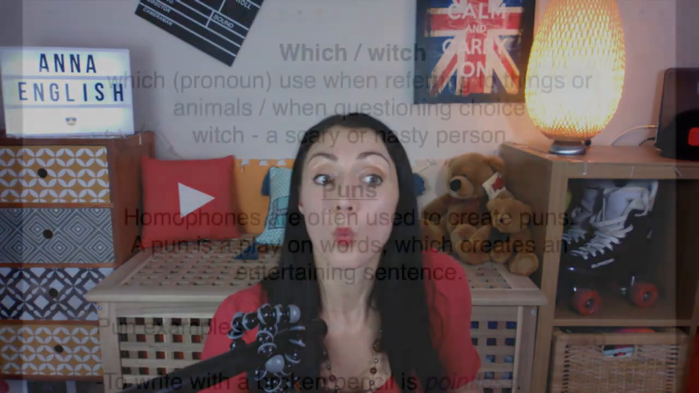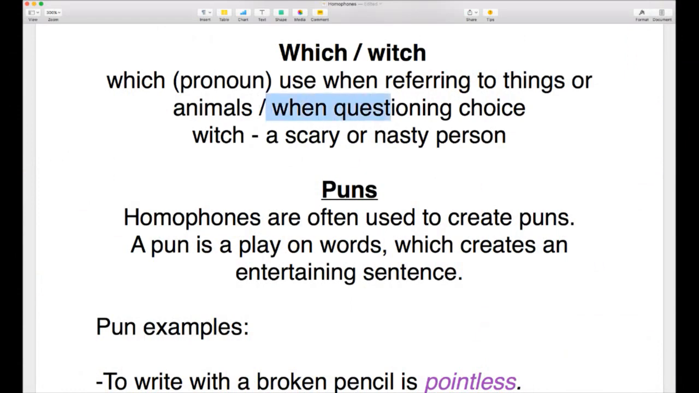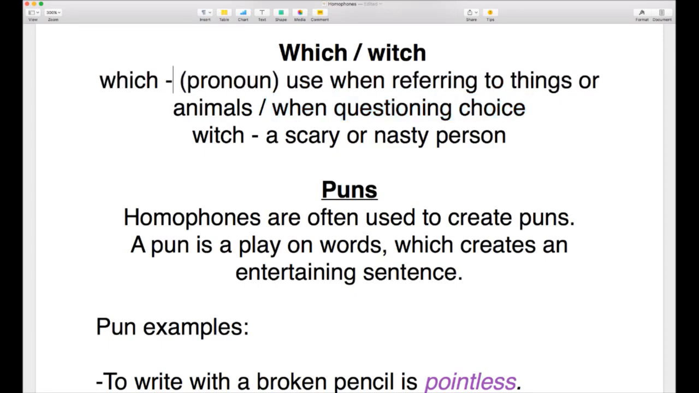Then we have which, meaning when questioning choice. So if you have a choice between two things, I might say to you, which one do you want? Which one do you want? Do you want this one, or do you want that one?